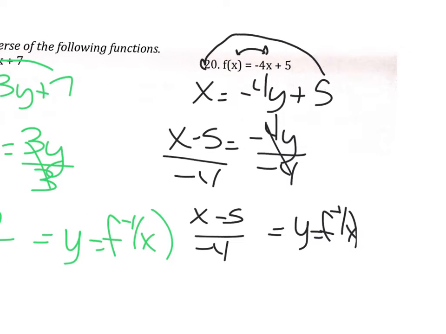Number 20, same exact steps. Switch your x and your y. Now get the y by itself. Move the 5 over. Divide by negative 4. There it is. Don't forget your little f negative 1.